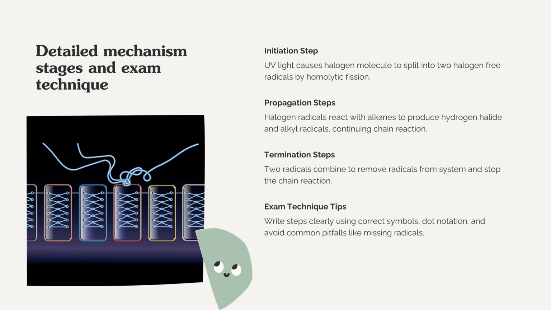In the propagation steps, a halogen radical reacts with an alkane to form a hydrogen halide and an alkyl radical, which then reacts with another halogen molecule to regenerate a halogen radical. These steps explain how the reaction continues as a chain process. Termination steps occur when 2 radicals combine, removing radicals from the system and stopping the reaction.